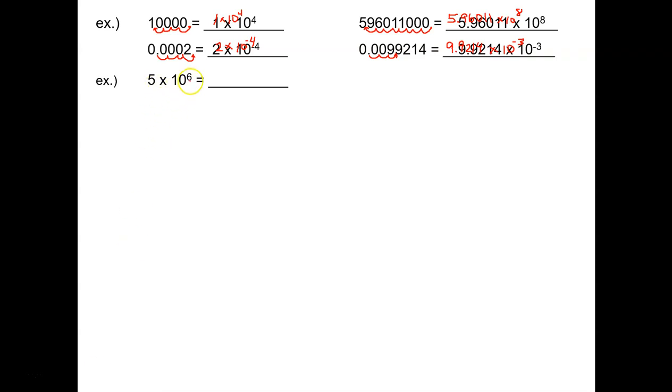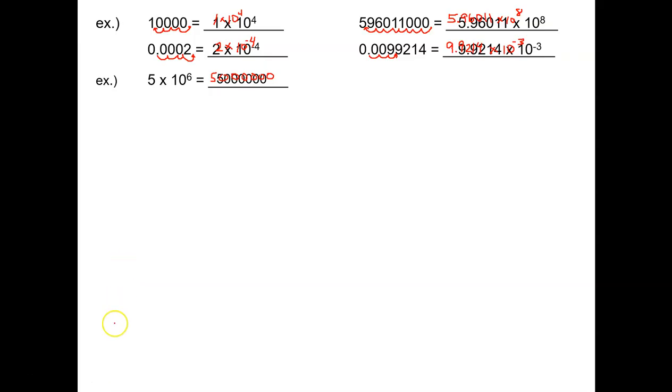So this is 5 with 6 zeros. So 5 with 1, 2, 3, 4, 5, 6 zeros. Or in other words, 5 million. Okay.